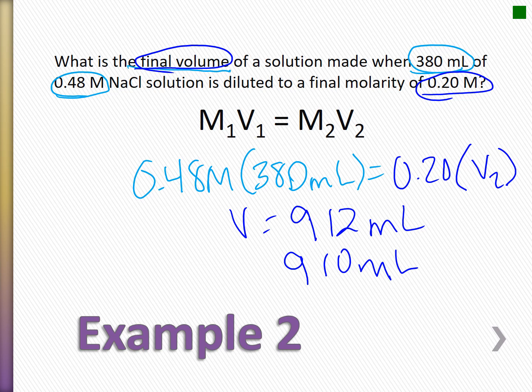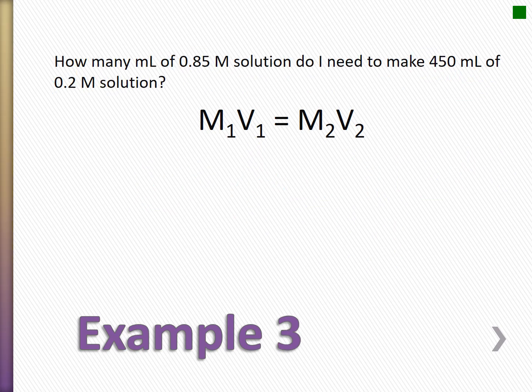All right, and looking at my units, does that make sense? If my molarity goes down, but I know I have the same amount of particles, what should happen to my volume? Well, it's got to go up. Okay, so that makes sense. So 910 makes sense.